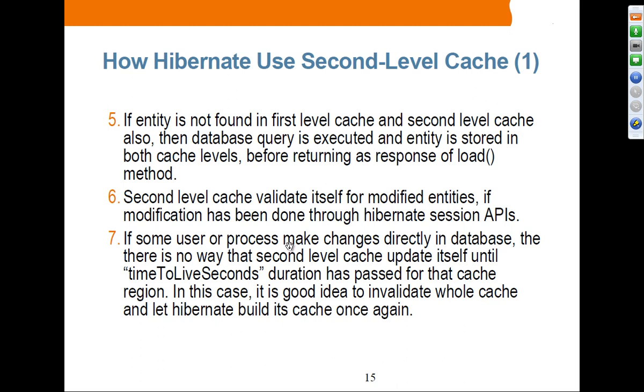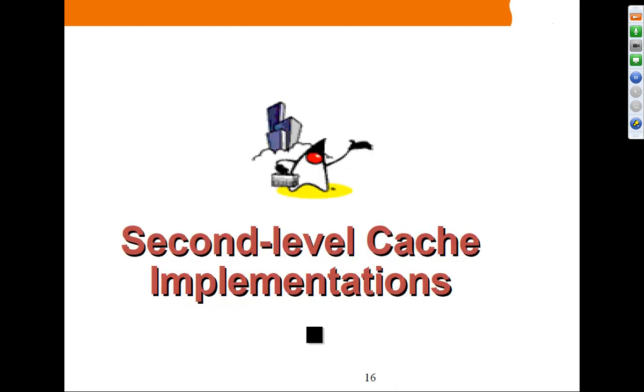The second level cache invalidates itself for modified entities. If the modification has been done through the Hibernate Session API, then it will invalidate it. If some user or process makes changes directly to the database, there is no way for the second level cache to update itself until timeout. So you can certainly specify a timeout for that. When the time runs out, it is a good idea to invalidate the whole cache and let Hibernate build this cache once again. Alright, so that's how things work with the first level cache and second level cache together.